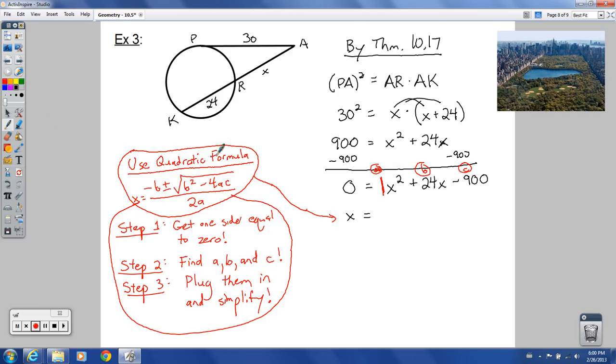Now it's a matter of plugging things into the quadratic formula correctly. So this would be negative 24 plus or minus the square root of b squared, so 24 squared, minus 4 times a is 1, times c, don't forget your negative signs. If there's a negative sign there, it's times negative 900, all over 2a, all over 2 times 1. If you remember something called completing the square, that's where the quadratic formula comes from.